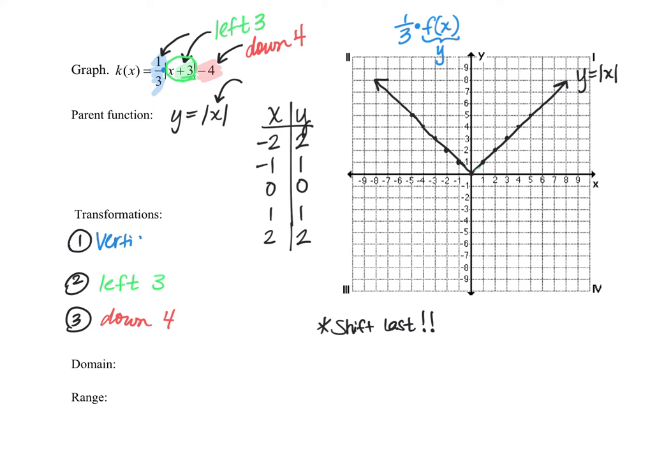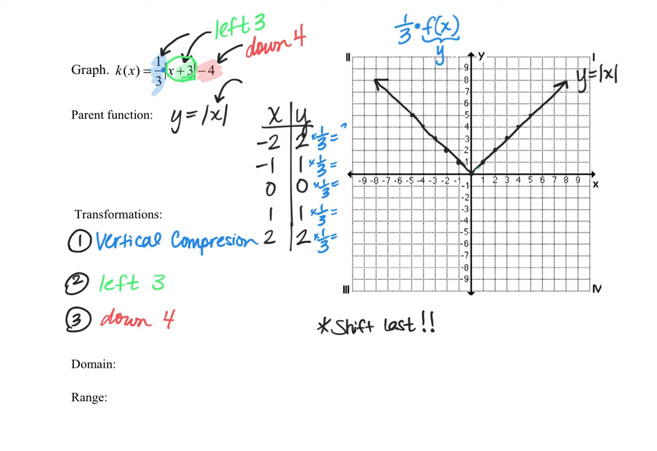And remember, it's a vertical compression because our y values are all going to be 1/3 as big. In other words, if you look at our table, it's like we're multiplying all of our y values by 1/3. So I'm going to do that vertical compression first. We're multiplying all of these y values by 1/3, and we're going to get our new y values. Notice the x values don't change.